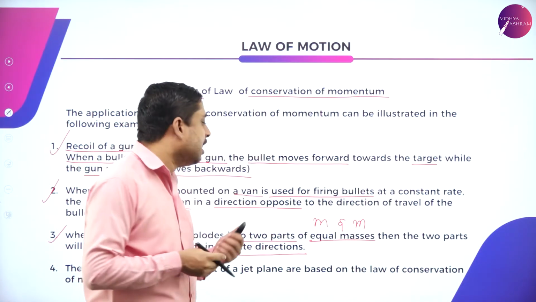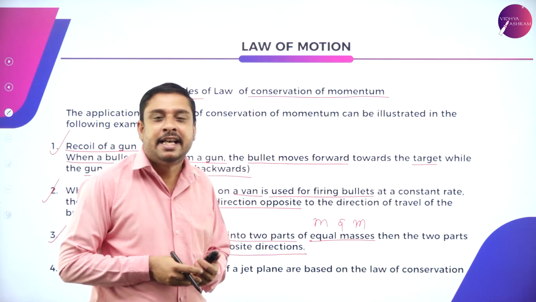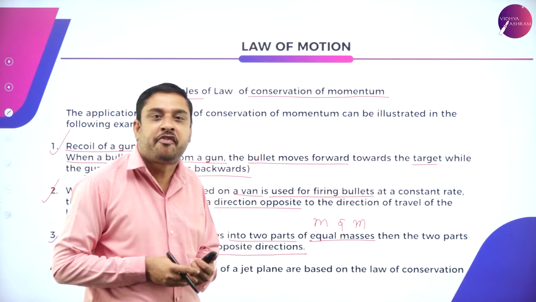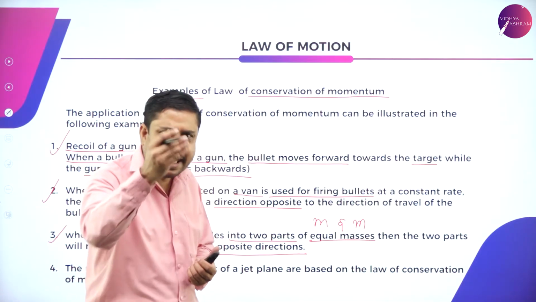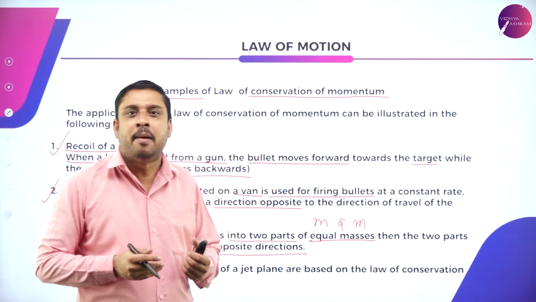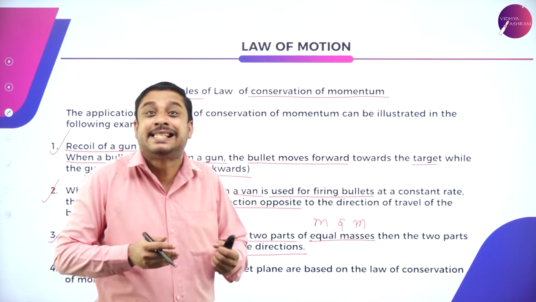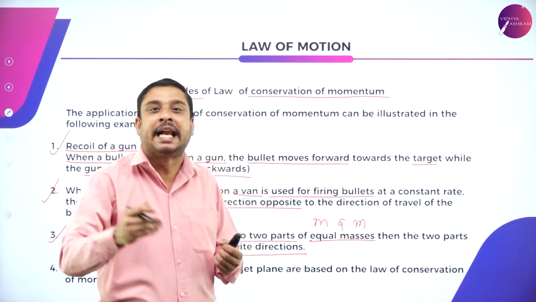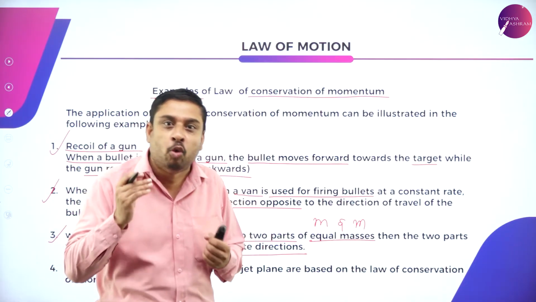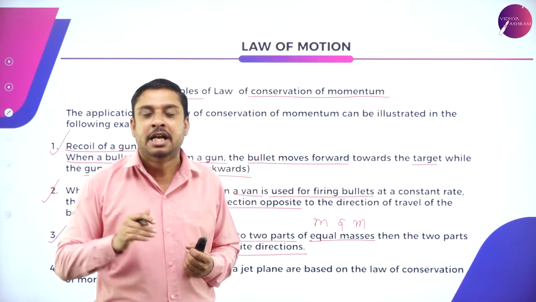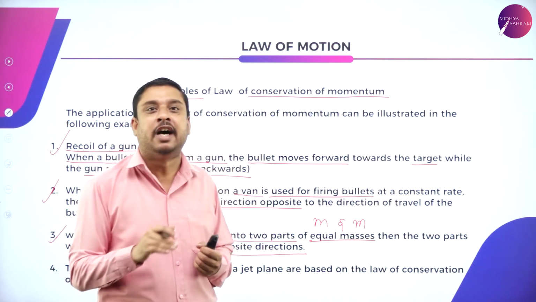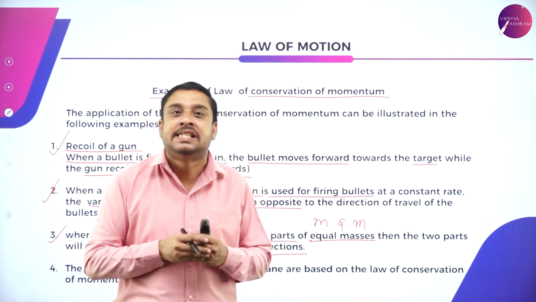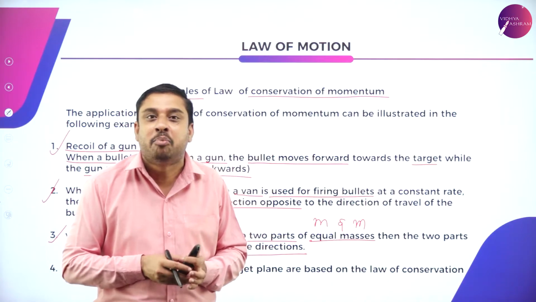And finally, the motion of a rocket is based on the principle of conservation of momentum. Again, a common example, when a sailor from the boat jumps into the river, he moves backward, the boat moves forward. Again, a typical example for conservation of linear momentum.